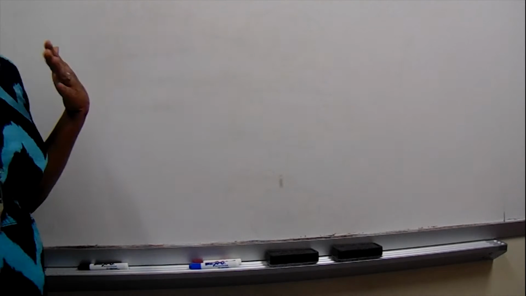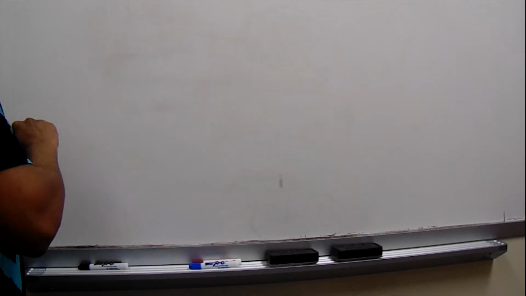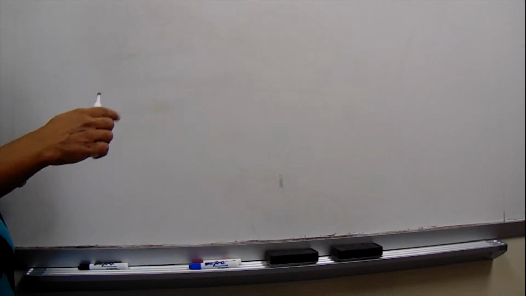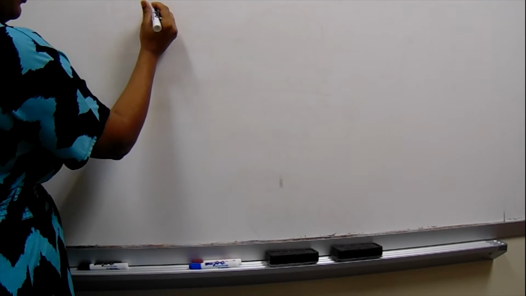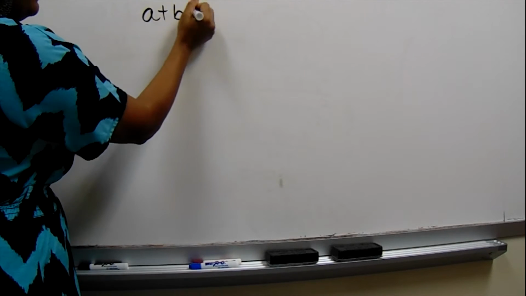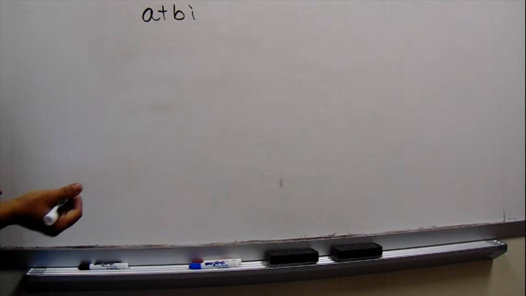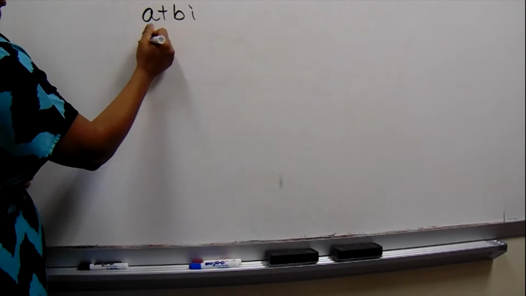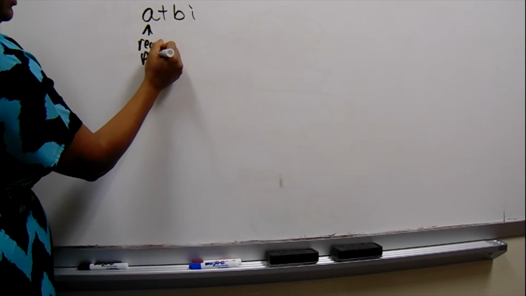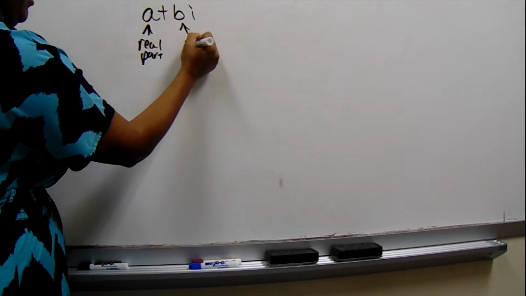So you clicked on this video because you were interested in learning how to add and subtract complex numbers. Before we begin, let's first talk about what a complex number is. A complex number is a number of the form a plus bi, where a is what we call the real part and b is what we call the imaginary part.